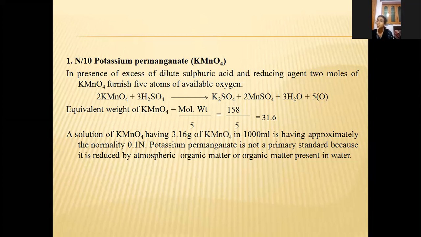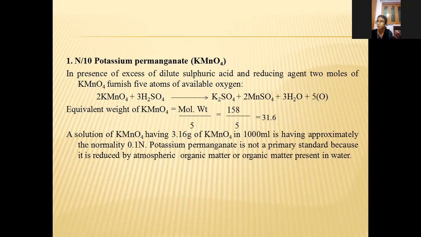In the presence of dilute sulfuric acid and a reducing agent, 2 moles of potassium permanganate will furnish 5 atoms of oxygen. See here, KMnO4 is the potassium permanganate.